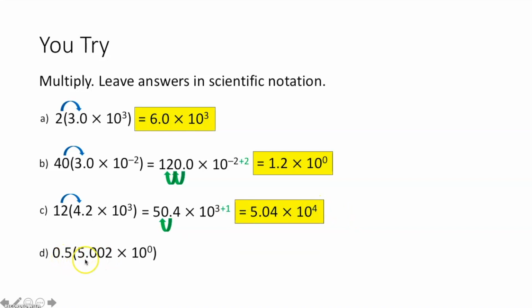Lastly, I take 0.5 and multiply it to 5.002, and I end up getting 2.501 times 10 to the 0. Because this number is between 1 and 10, I can just leave it like this.